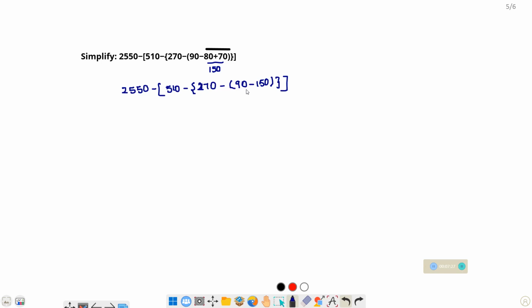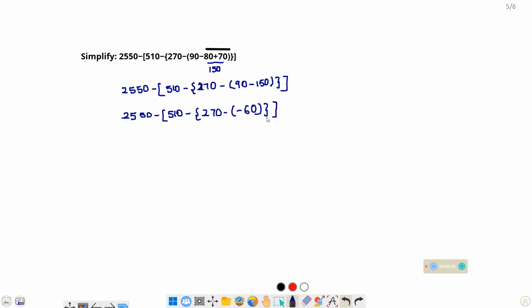Okay. Now what is 90 minus 150? It is negative 60. So 510 minus 270 minus negative 60. Positive and negative is always subtraction. So that is nothing but negative 60. Why is it negative 60 instead of positive 60? Because the greater number here has a negative sign. So always the answer will take the sign of the greater number, which is nothing but negative 60.